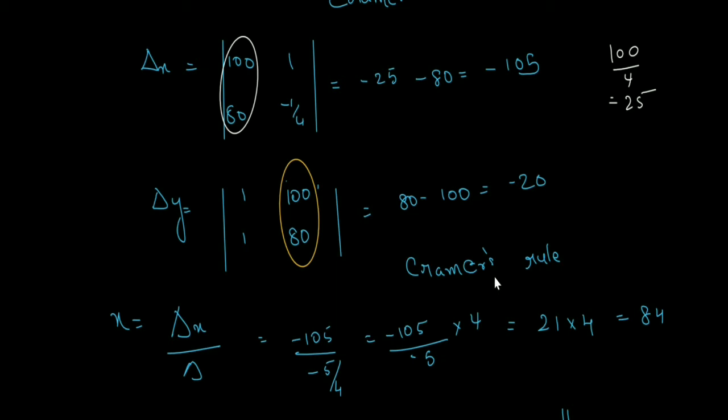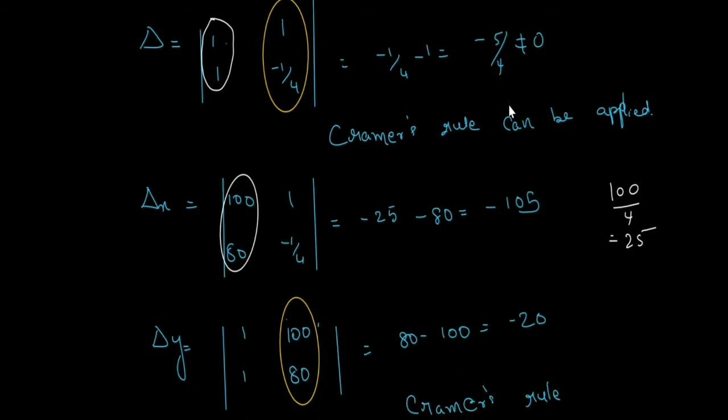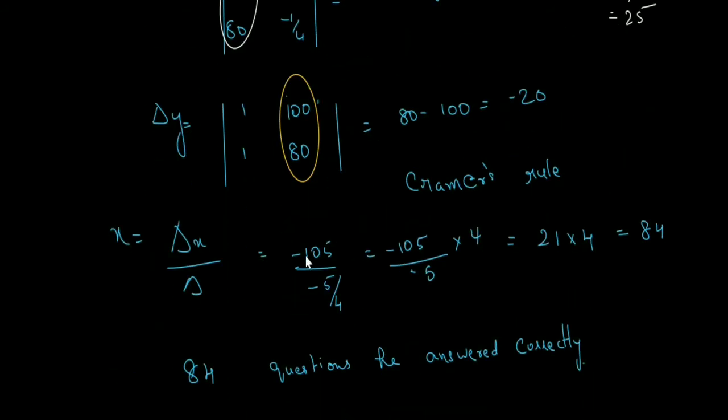Now you can apply Cramer's rule. What is Cramer's rule? x is equal to delta x by delta. Delta x is minus 105. Delta is minus 5 by 4. So minus 105 divided by minus 5 by 4 is equal to 21 into 4, that is equal to 84. That means he answered 84 questions correctly.